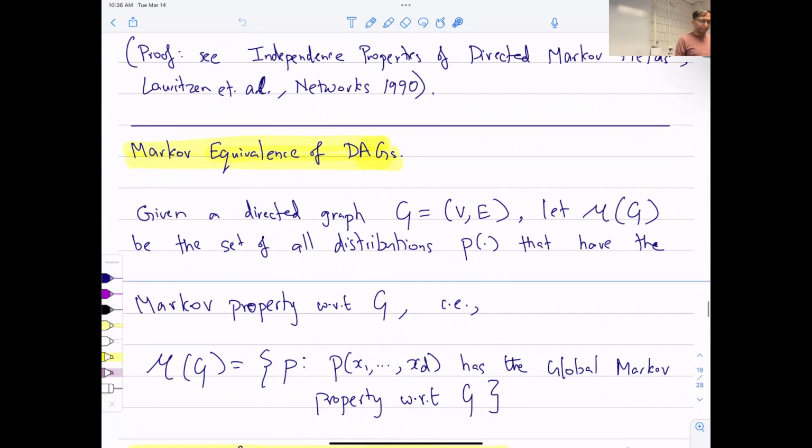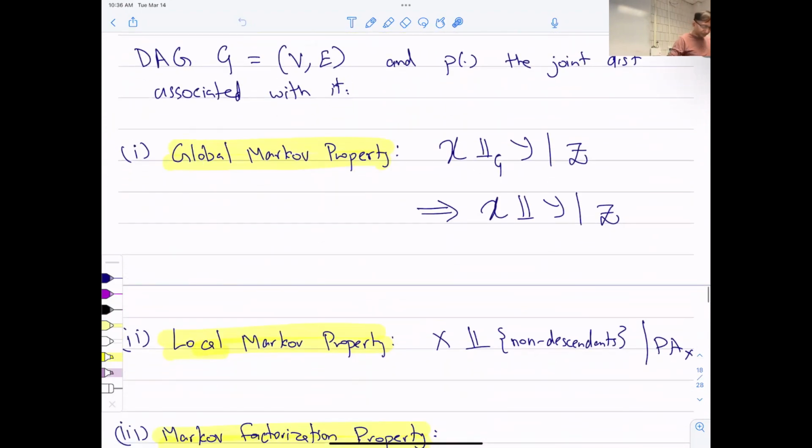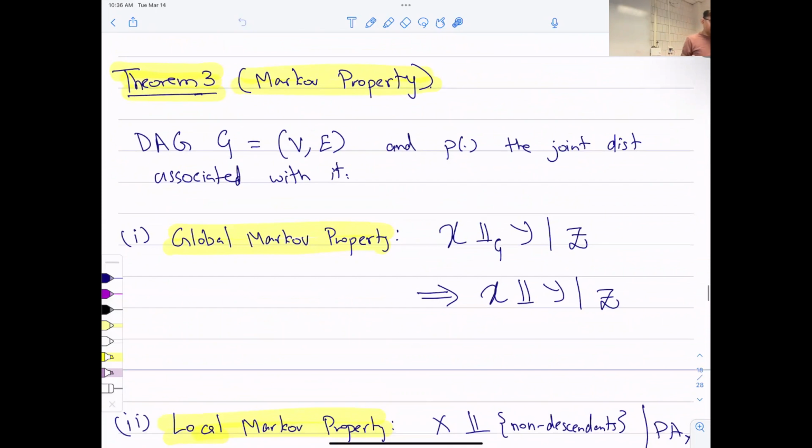Yeah. So in the first line of the theorem, you said P is the joint distribution associated with it. What does that mean? Oh, all I'm saying is a graph is just a collection of nodes, but these are random variables. So there's some joint distribution on those D random variables. P is the joint distribution of those.